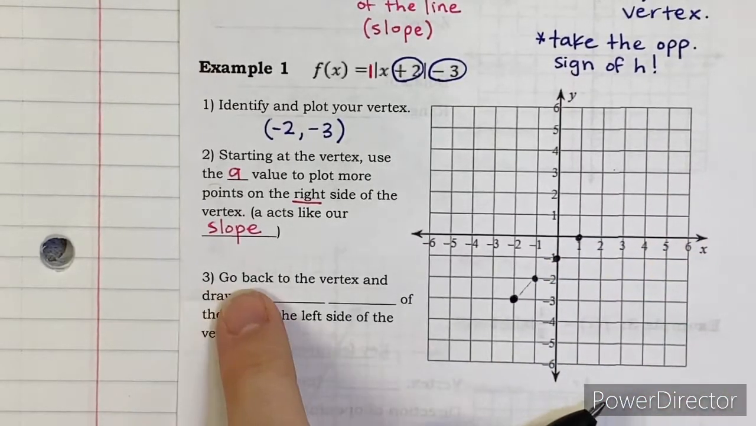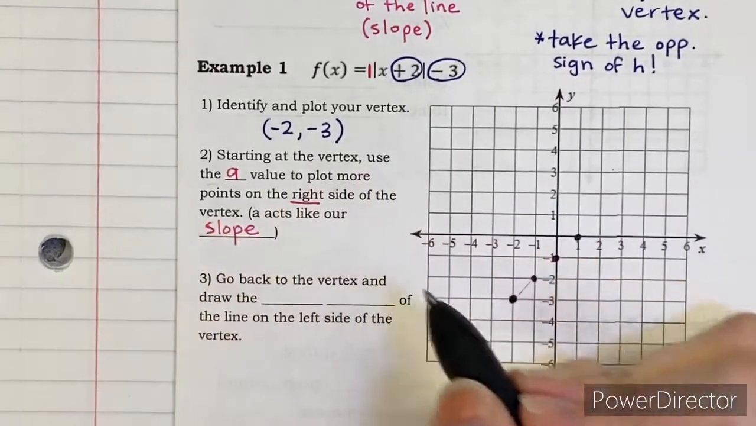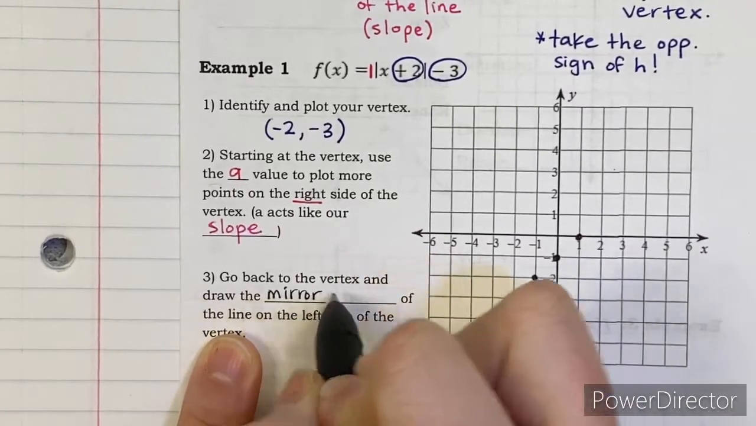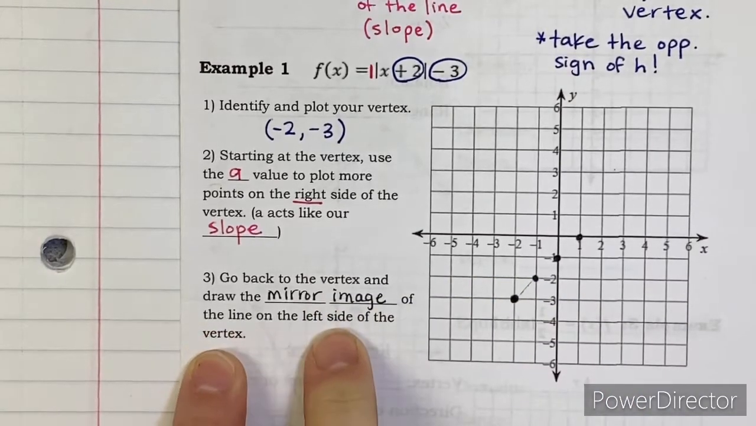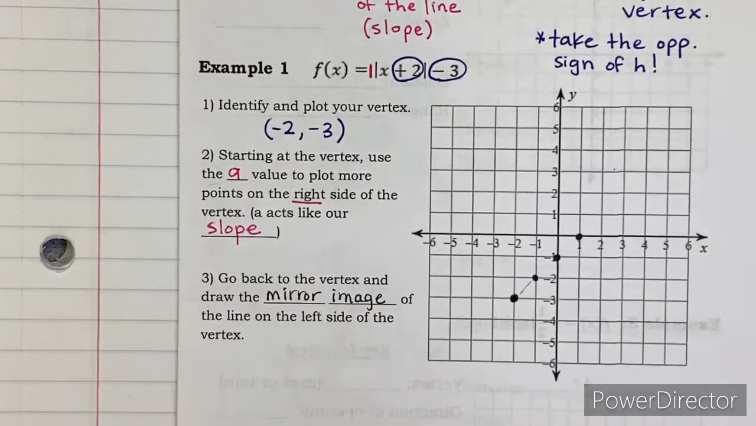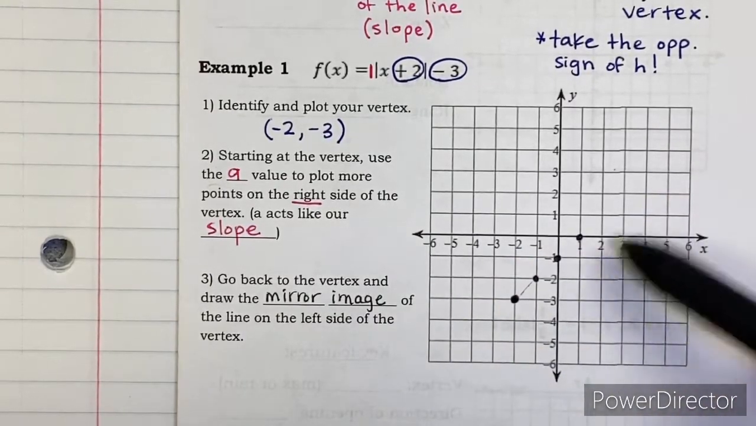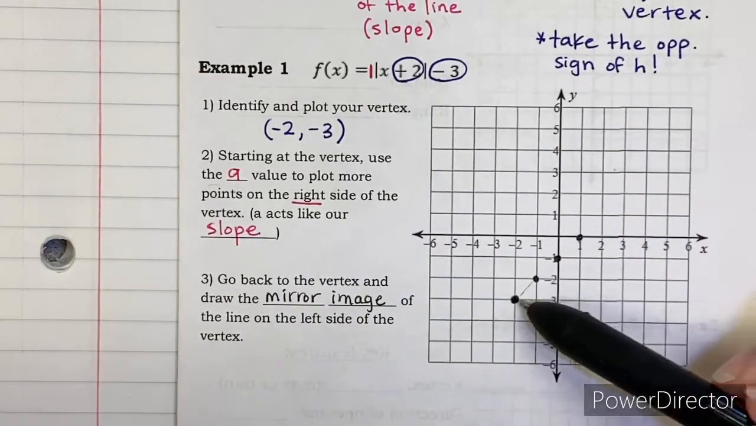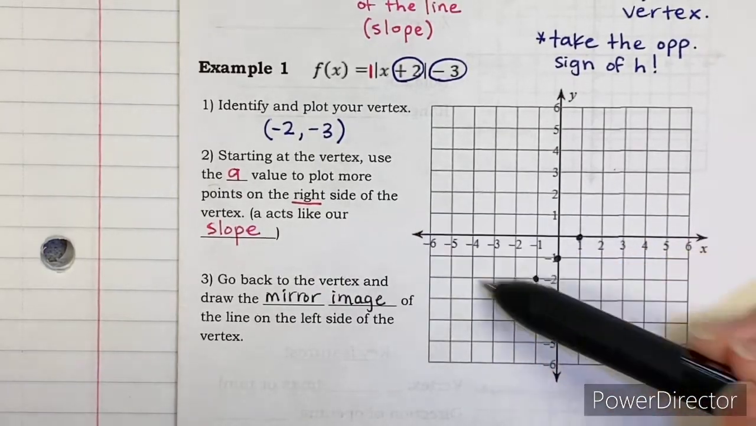Step 3, it says go back to the vertex and draw the mirror image of the line on the left side of the vertex. Because here's the thing. If we were to stop right here, this looks like a linear function because it's just a straight line, but we know that we're dealing with an absolute value graph, so it has to look like a V. This is one side of the V. I need to go back and get this side of the V now.